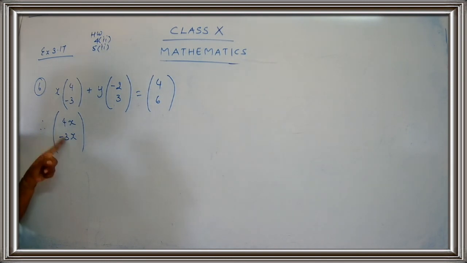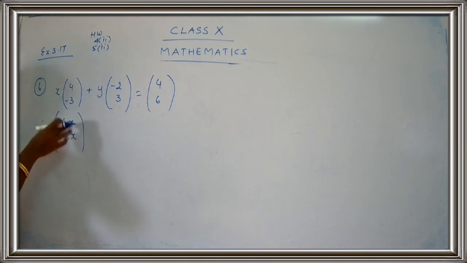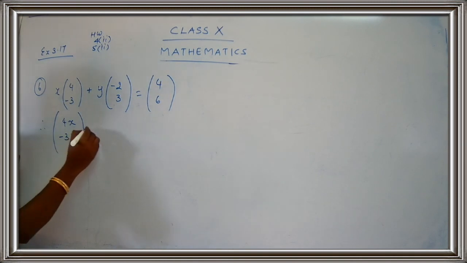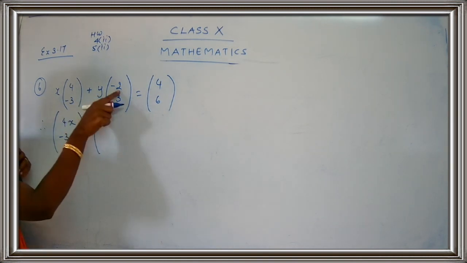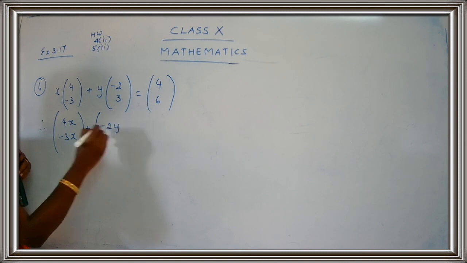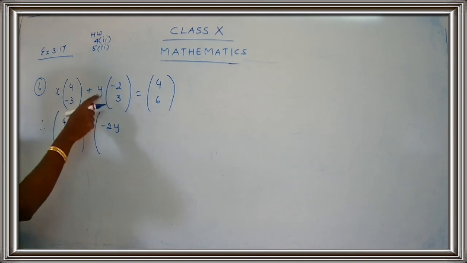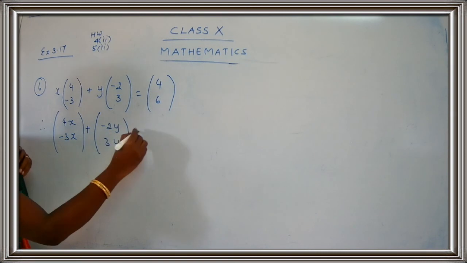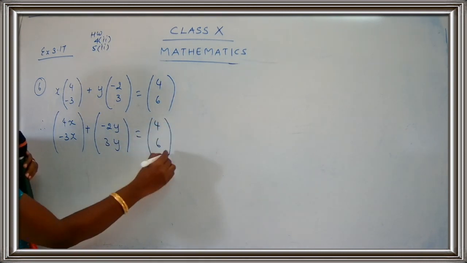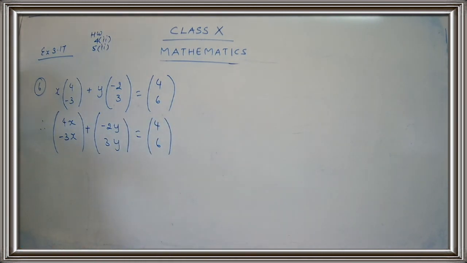Be careful children, this type of questions are very important. You may get this question for 2 marks. Yes, you will have this question for 2 marks. This is an important question. They always ask this type of question. Sometimes they may change the question and they may ask the question for application as a 5 mark question. So be careful children. So 4x, 4 into x, 4x, minus 3 into x, minus 3x, plus is the main sign, minus 2 into y, minus 2y, 3 into y, 3y. Here no need to do any changes, you have just the matrix. So keep the matrix 4, 6 as it is.